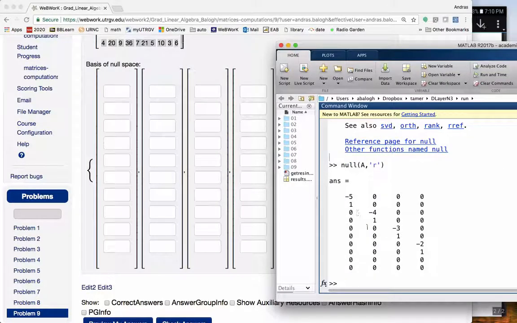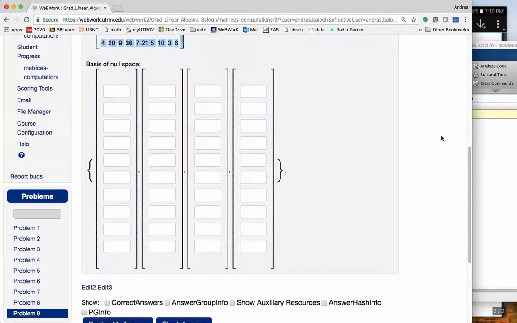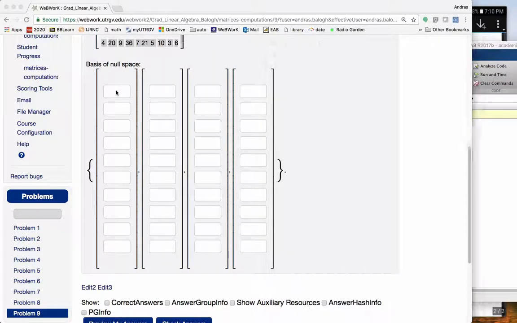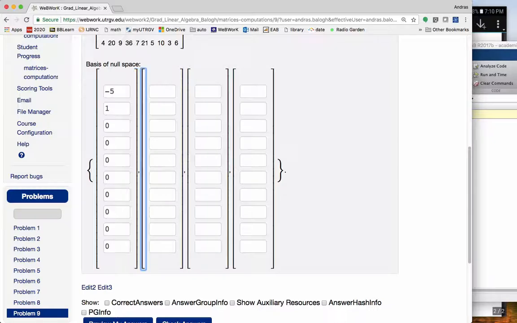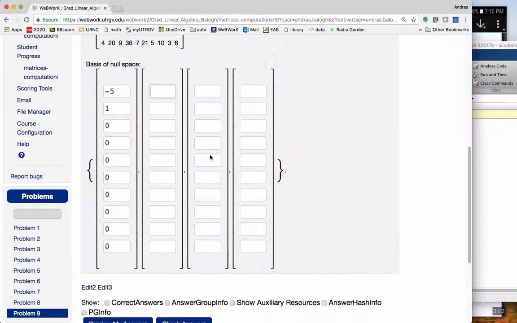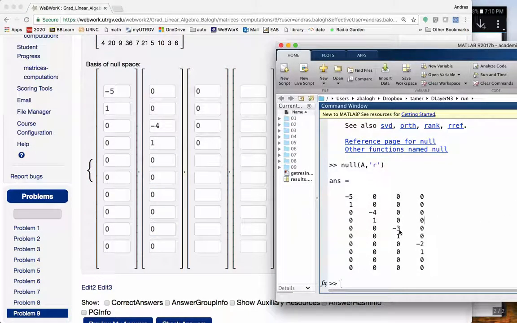And again, it's mostly zeros, so I recommend, well, these vectors go column by column, so maybe we don't have to start entering zeros. We can just enter the first two non-zero entries and then the zero entries. And then in the next column, 0, 0, minus 4, 1, and the rest is zeros. And then the next column, minus 3, 1, and minus 2, 1.